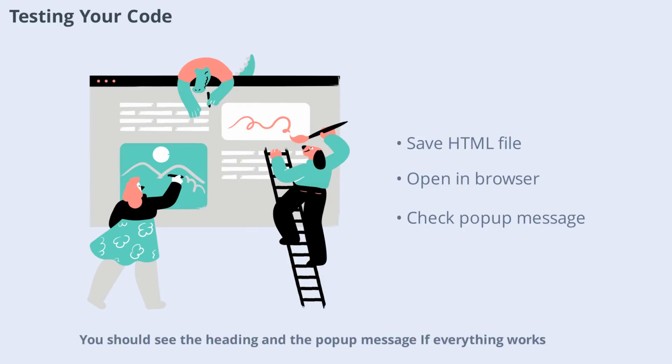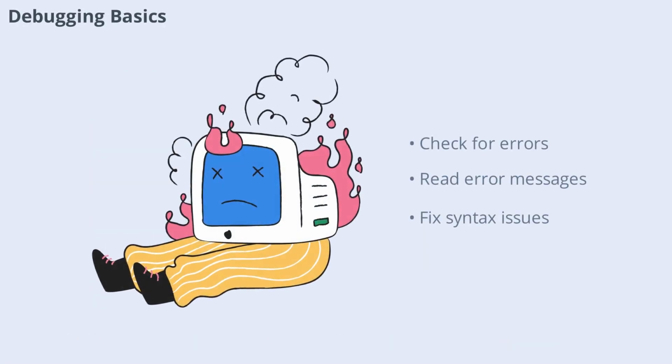You should see the heading and the pop-up message. If everything works, you've successfully created your first interactive web page. Testing is an important part of programming, helping you find and fix errors. If your code doesn't work as expected, check for errors in your HTML or JavaScript. Common mistakes include missing tags or incorrect syntax.